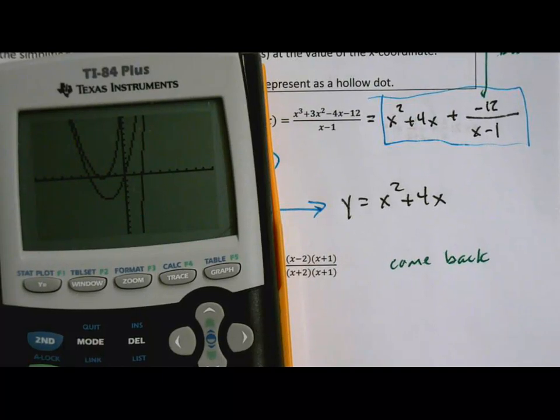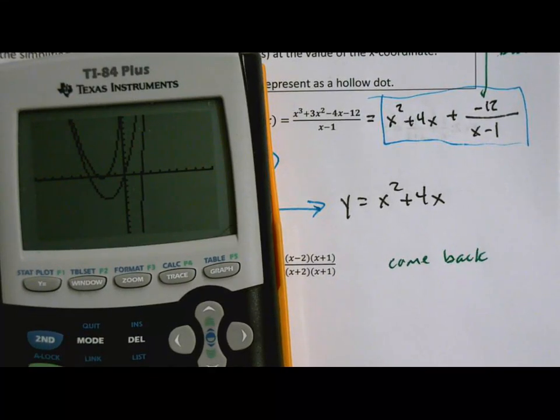Do you guys have that graph on your screen that looks like that? Is anybody having any issues right now? It's probably a negative and a minus, or you forgot parentheses. Are we good? Does anybody need a minute?